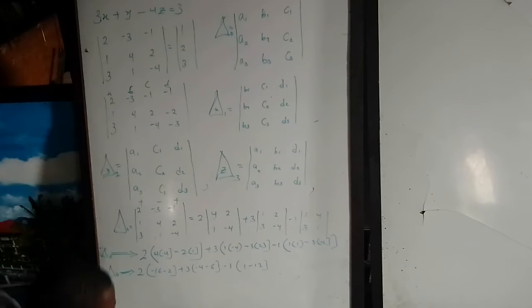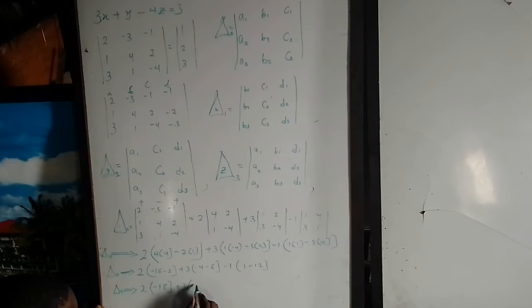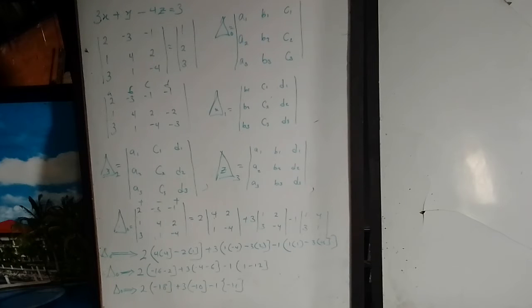So we are going to say our determinant 0 equals to what? 2, open bracket, minus 16 minus 2 will give us minus 18. Plus 3, minus 4 minus 6 will give us minus 10. Minus 1, minus 1 minus 12 will give us minus 11. Hope we are getting it.